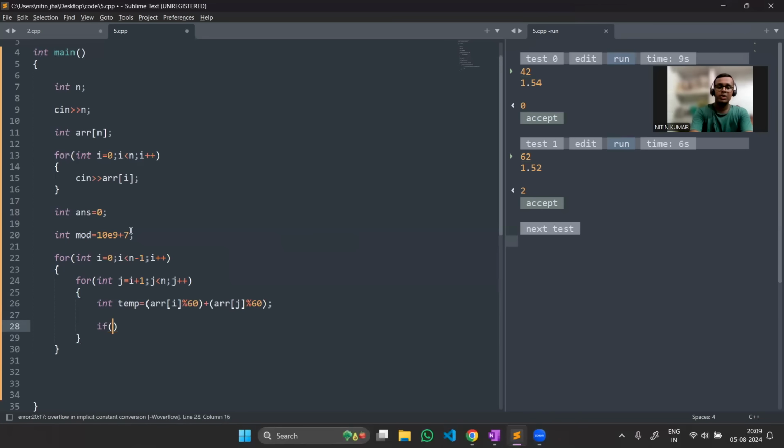How to check? Simple, no? If temp modulo 60 gives you a value equal to 0, that means it is completely divisible, that means this is a valid pair. Increment our count, that is, answer plus plus. And then also do answer equal to answer modulo mod. Why is it so? It is being explained to you, just to keep our answer in the particular range.